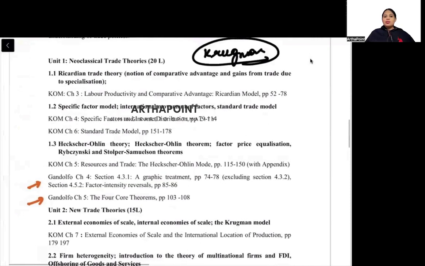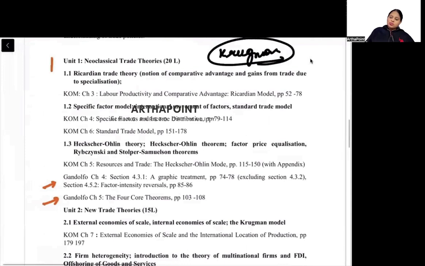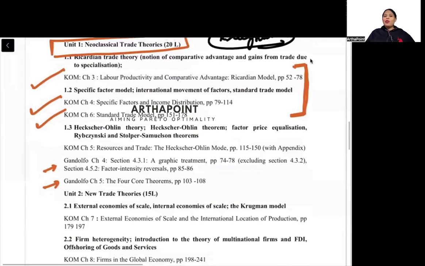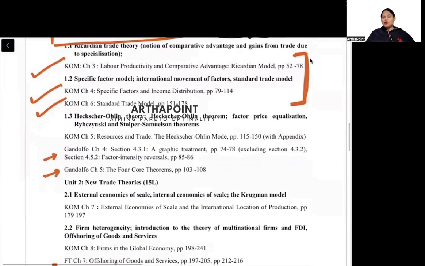But let's talk about the first unit, number 1, which is about neoclassical trade theories. बहुत interesting trade theories हैं, Ricardian and specific factor model and the standard trade model. So chapter number 3, 4 and 6, these 3 chapters are what would be required to be done. इसके बाद बेटा Hexagon theory, बहुत super interesting theory, Rybczynski theorem, Stolper-Samuelson theorem. इसके बारे में हम बात करेंगे, which will be chapter number 5 of Krugman.